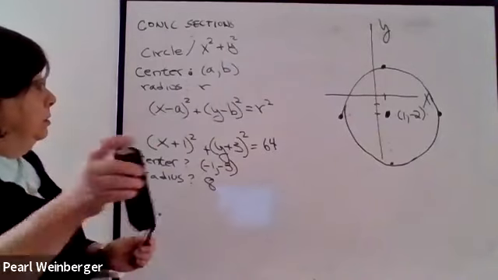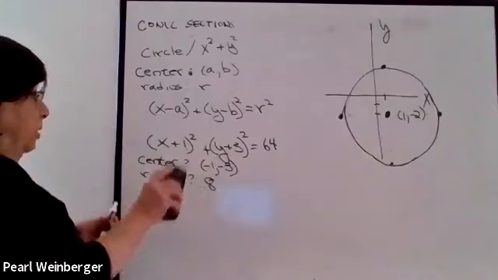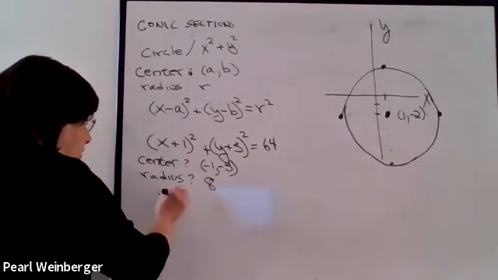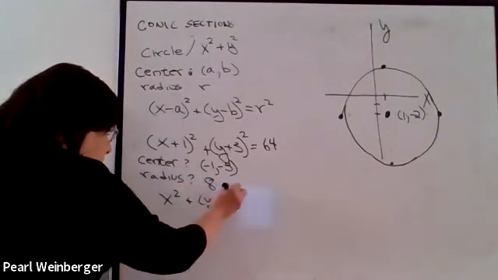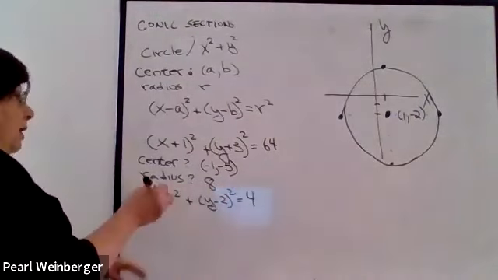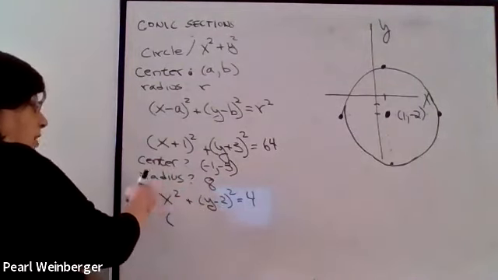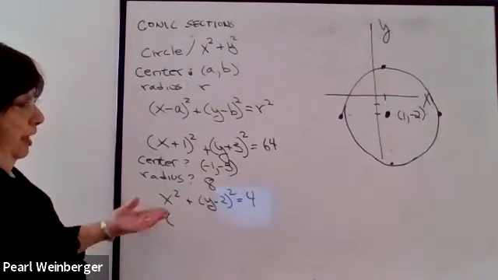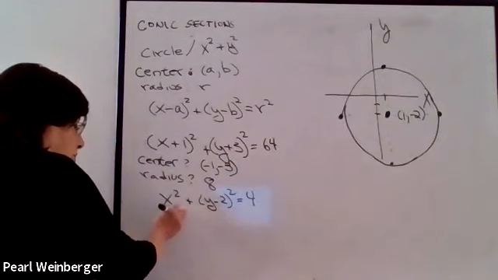Just one other word. If I would have given you something like this, x squared plus y minus 2 squared equals 4, let's say, and I asked you, what's the center of that circle? The x is not in the parentheses. That's because we didn't add or subtract anything to the x. So the x center is 0.